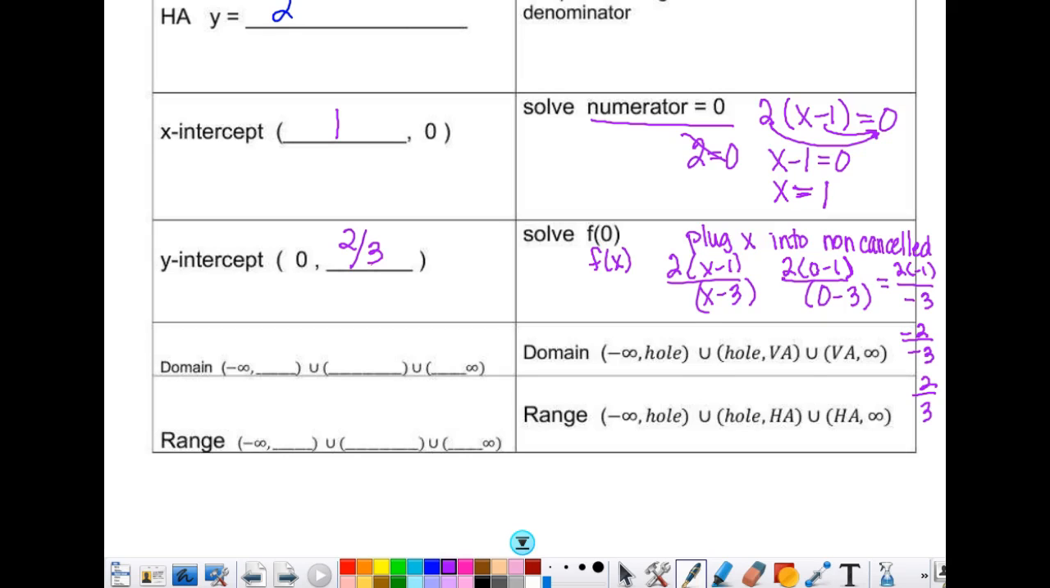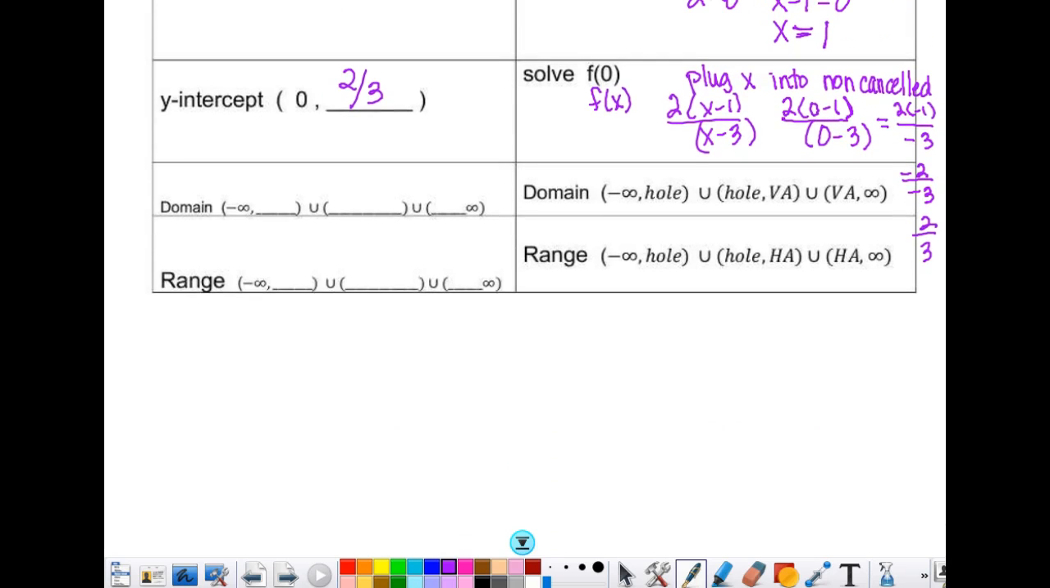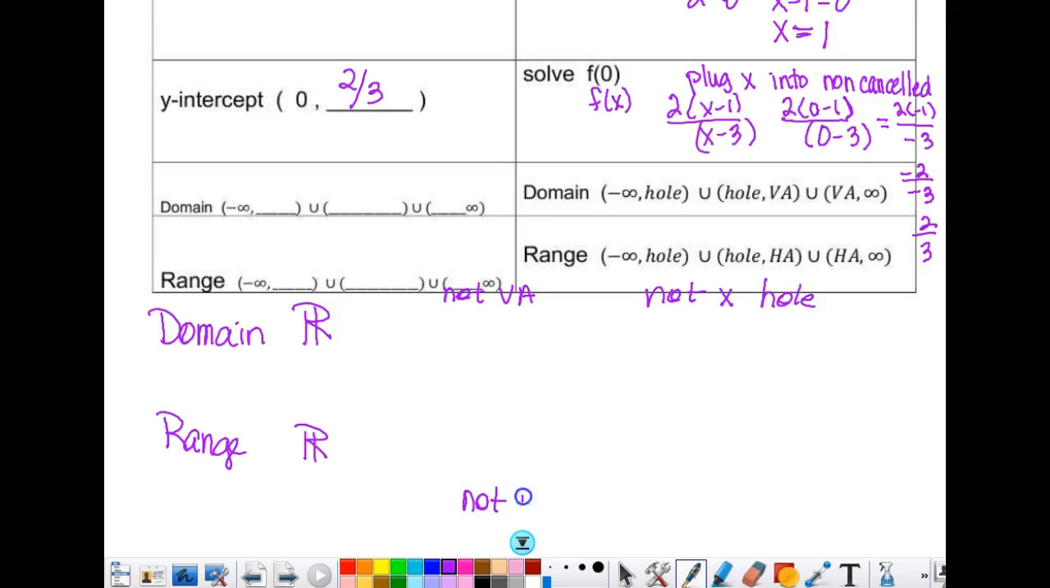Okay? Now, last is the domain and range. We're going to do it my way because I like it. It's easier. The domain is going to be every single x in the whole wide world, except it's not the vertical asymptote. It's not the x of the hole. Yesterday, we didn't have any holes, so we didn't have to do that part. Then the range is all real numbers. It's not the horizontal asymptote, and it's not the y of the hole.